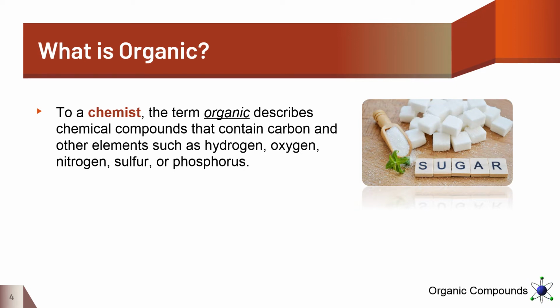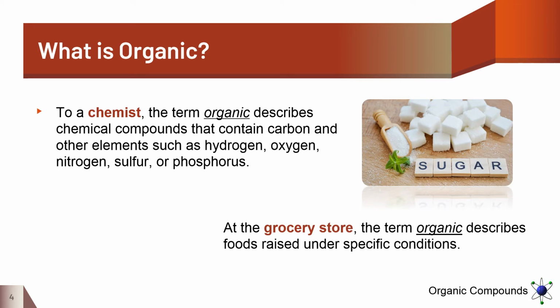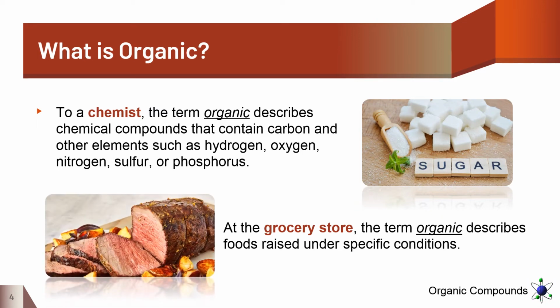On the other hand, at the grocery store, the term organic describes foods raised under specific conditions. For example, beef labeled organic is from cows that were not given antibiotics, growth hormones, or fed animal byproducts. All of the organisms pictured are alive and composed of organic compounds.